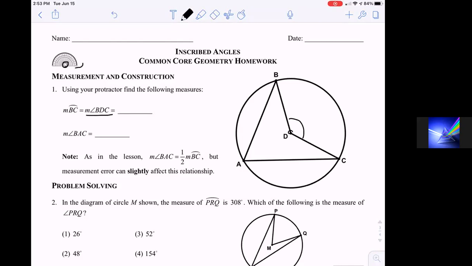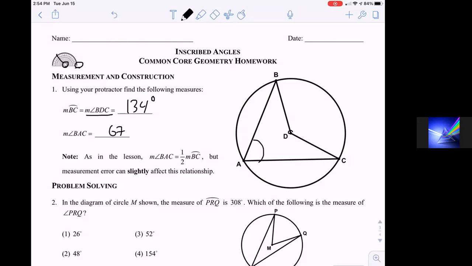I would take 0 on the protractor, put it right here, and measure off this angle right here. And that angle comes out to about 134 degrees when you use a protractor to measure this. Doing the same thing for BAC, which is this angle here, that comes out to about 67 degrees.